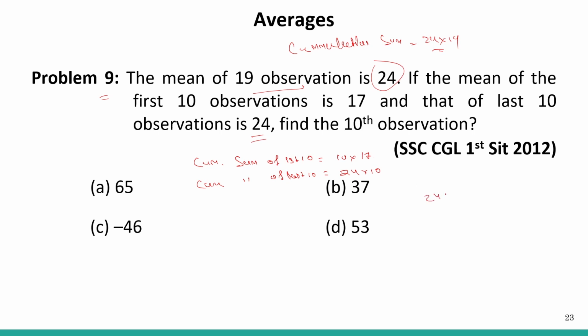So 240 minus 170. So this is equal to what? 30 plus 40 is equal to 70. So 70 is the difference. So this is equal to what? The 10th observation. Okay. The mean of the first 10 observations is 17 and that of the last 10 observations is 24.